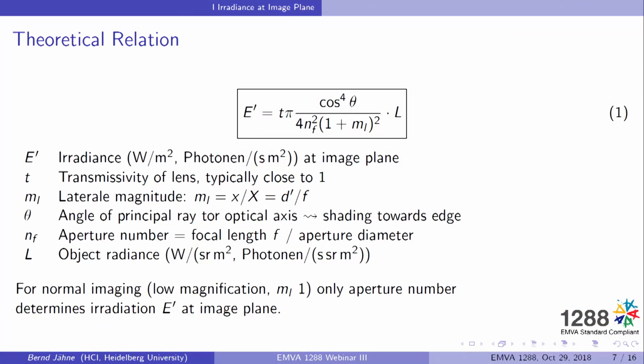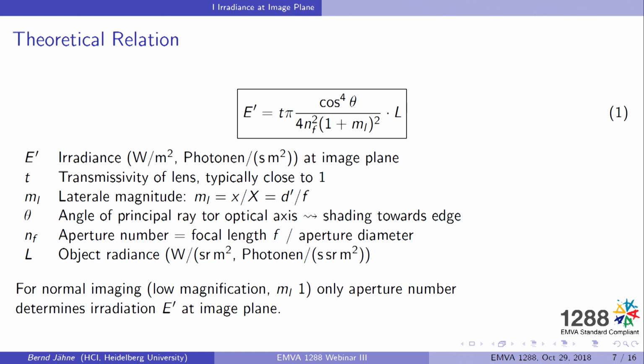And then we have, of course, in this equation, some other things. We have a transmissivity of the lens. That is, again, quite easy to understand. If some light is absorbed in the lens, then you won't see it, of course, at the image plane. So the transmissivity is another parameter. Fortunately, modern lenses are quite good by all this anti-reflection coating, so that the transmissivity is actually close to 1.